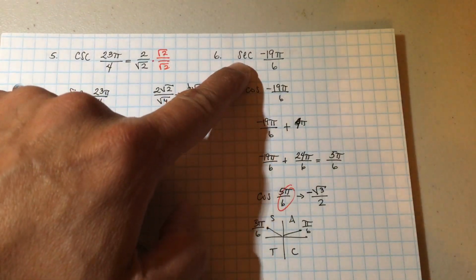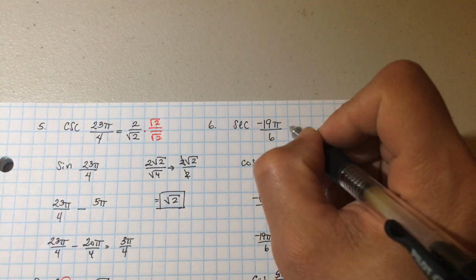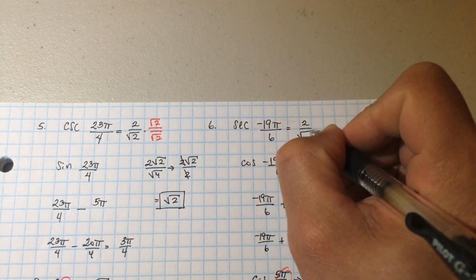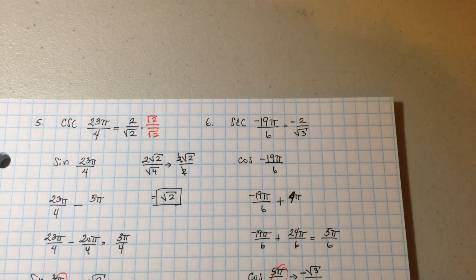Secant, the reciprocal. So you're going to flip this guy. So we're going to come over here and you're going to flip it. So it's going to be 2 over square root of 3. Let's keep the negative on the top. Okay. So now what do we do? Well, you have to rationalize it.